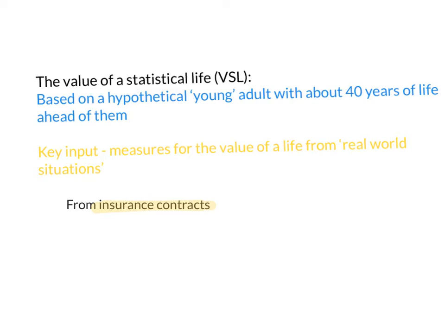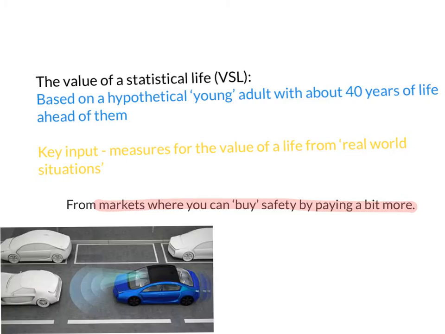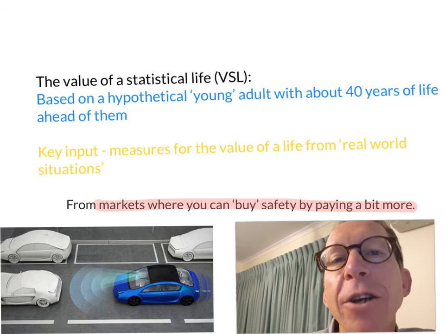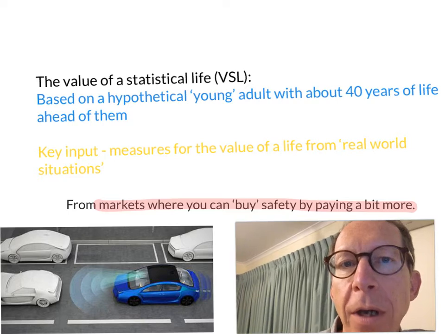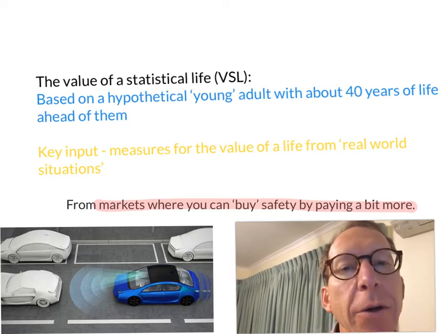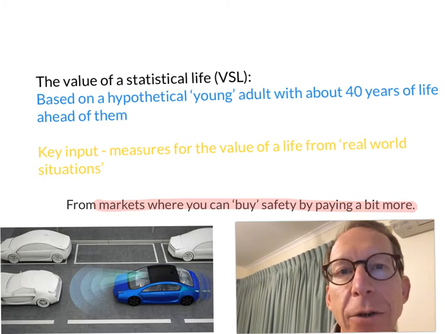So a better way is to look at markets where you can buy safety by paying a bit more and then seeing what people are willing to pay for a reduction in risk to their own life. An obvious place to look for this is in automobile safety. Cars are much safer today than they were even 10 or 15 years ago. And governments around the world require that certain safety features are included on cars that are sold in their countries.